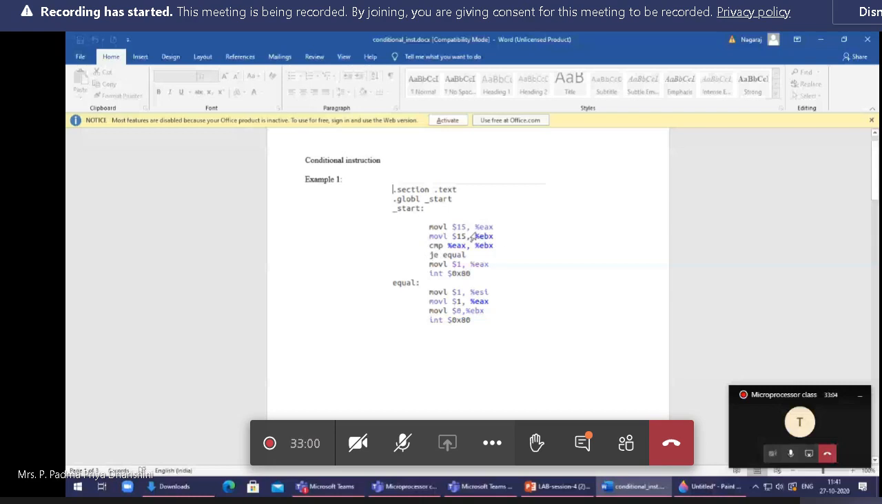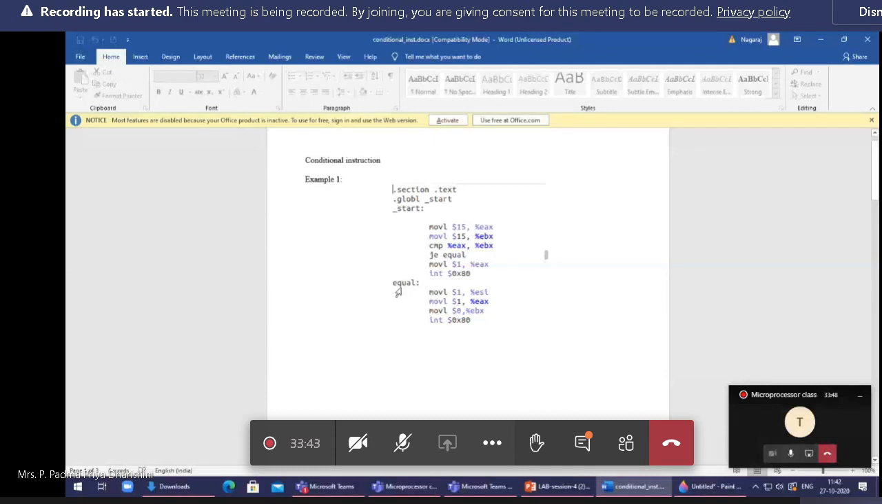After that, when it comes to jump equal, based on the previous compare instruction, it will decide whether to execute the next instruction or jump to somewhere. So this is a very critical point. In this place only the decision happens. In this jump equal instruction, when the condition is satisfied, it has to go to the location equal. That is not the next instruction; it has to jump to some other location.